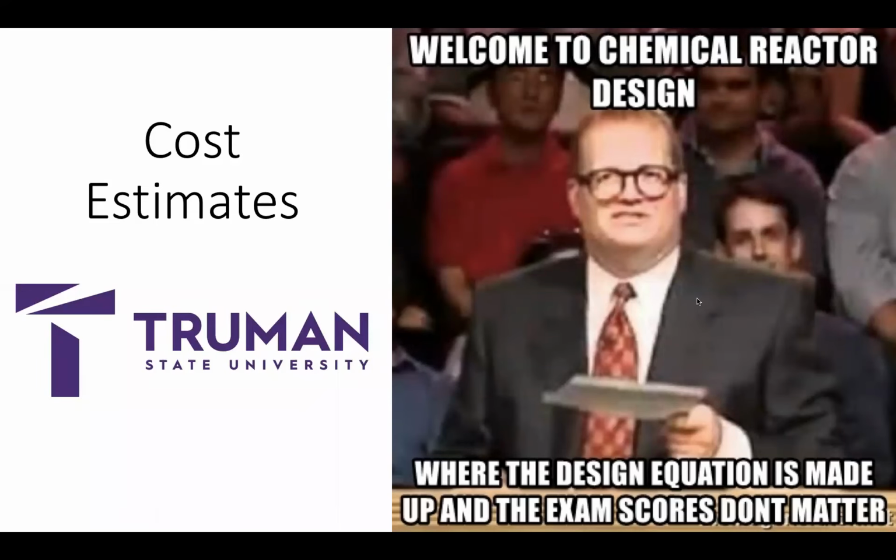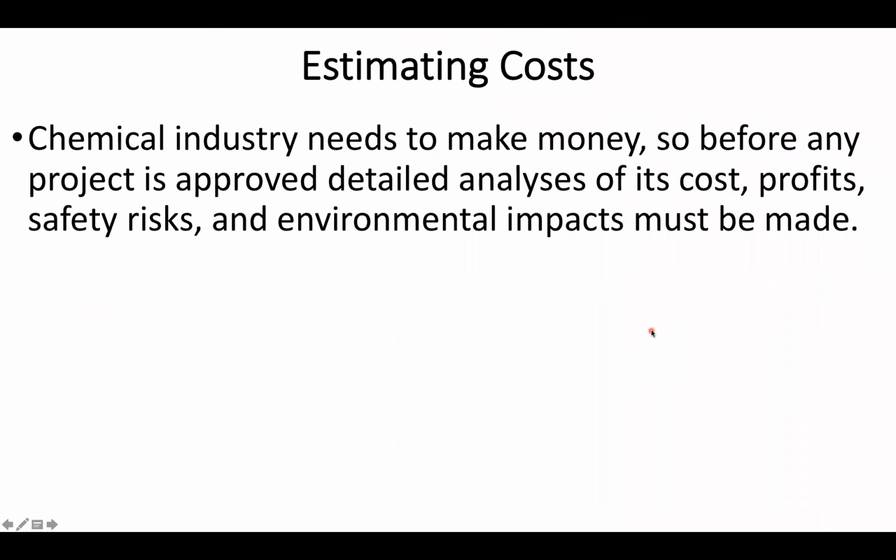So, one of the big things we need to first acknowledge is that a chemical plant needs to make money. So, they won't approve any plant unless you can know it can turn a profit. This is going to essentially focus in on several key issues. The first of which is going to be costs and profits. So, these are going to be a lot of what we're talking about today.